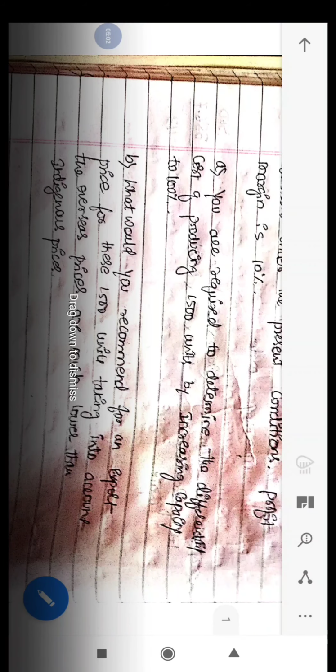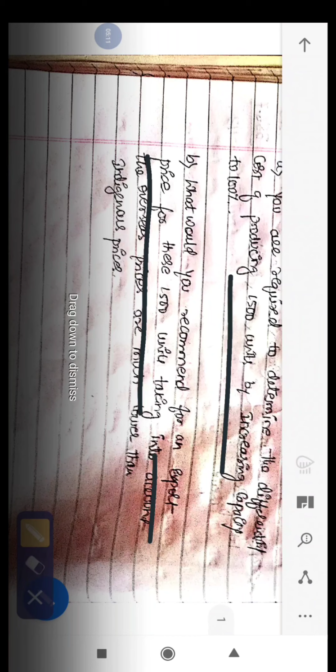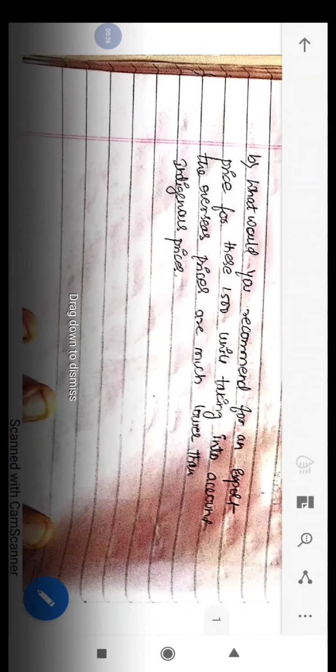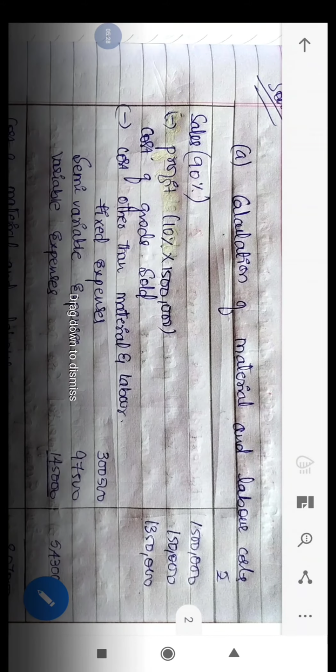That is the first case. Next case, we have to recommend the price for the export. If the same goods are sold in the domestic market, for example in India, what is the selling price? And if we are exporting, what will be the selling price? So this is the question. Let's solve the question.